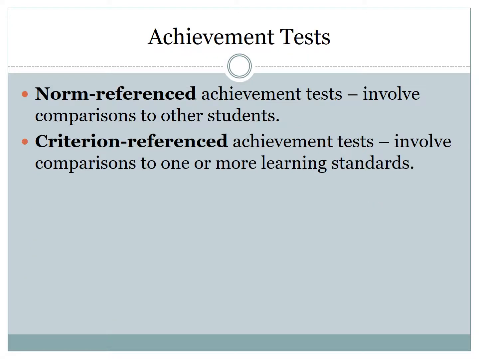Achievement tests measure a student's knowledge and skill level in particular subject areas. Generally, they break out into two types, which we've discussed a little bit before: norm-referenced achievement tests, which, if you recall, involve comparing students to other students, big groups of students, to see where they are on the normal curve, and criterion-referenced achievement tests that involve comparing students' knowledge on standards.